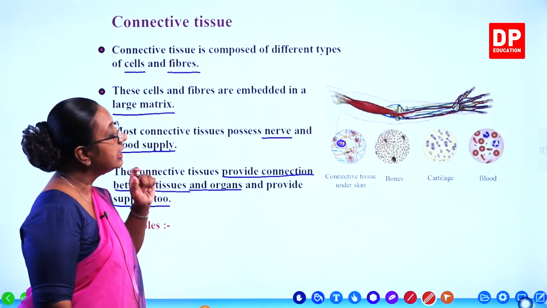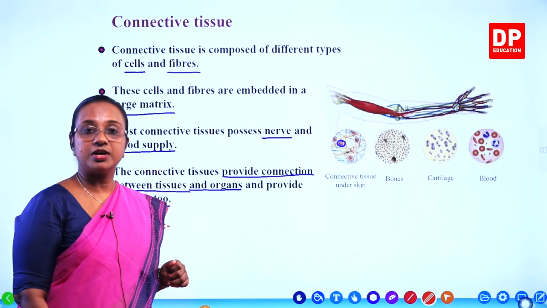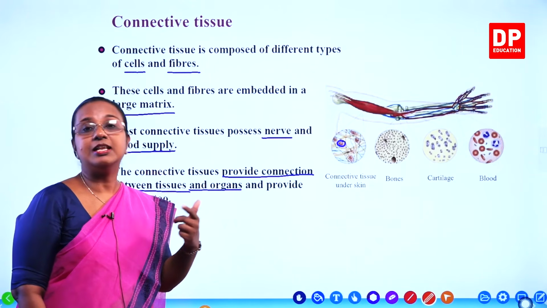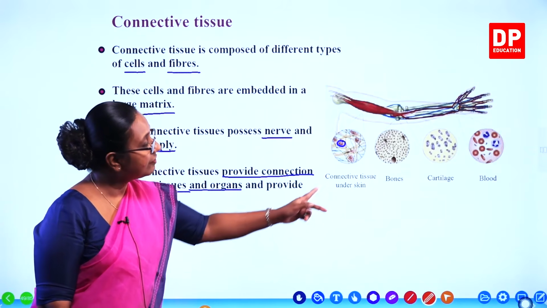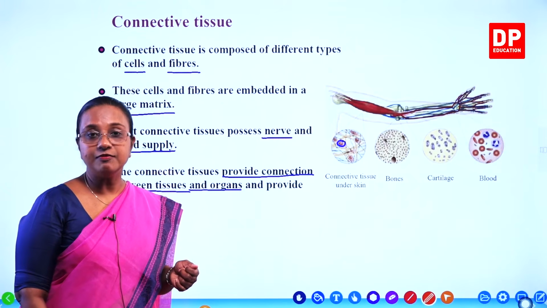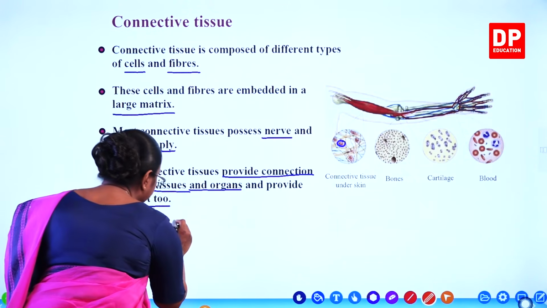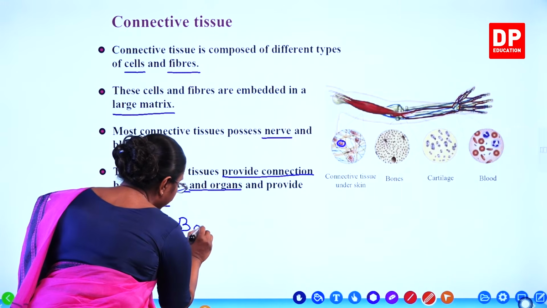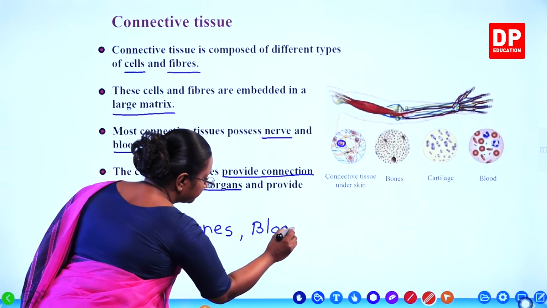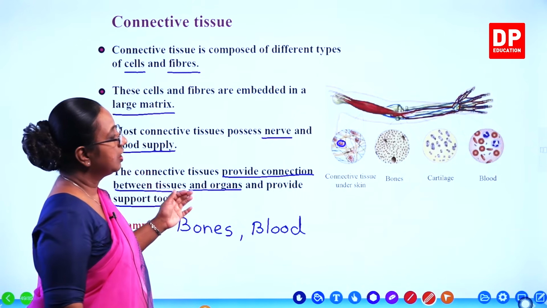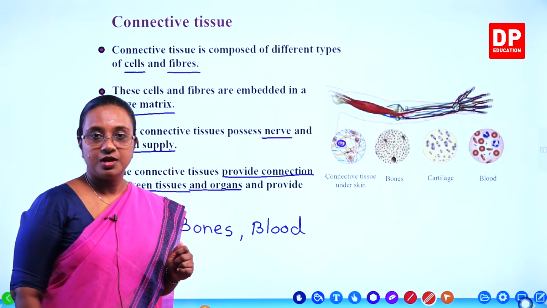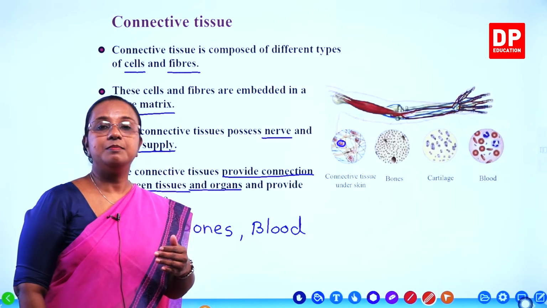And if we look at the main examples of connective tissue, one is the bones, that is a solid type connective tissue, and the other one is blood, which is a liquid type connective tissue. So both are connective tissues. So examples are bones and blood. So these are different features of connective tissue. Now we will look at the blood tissue.